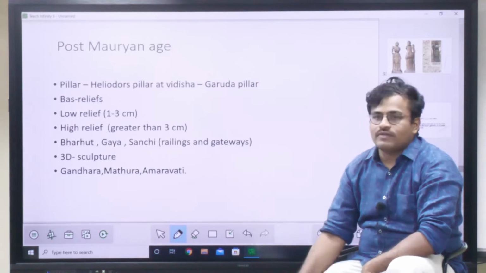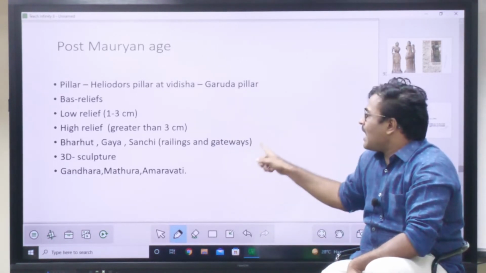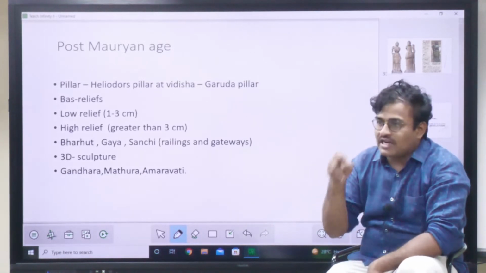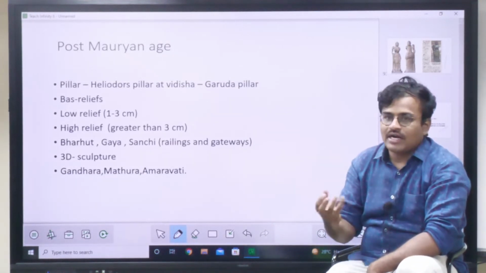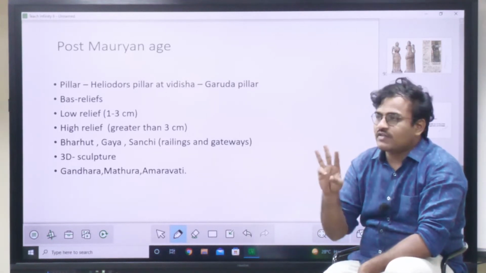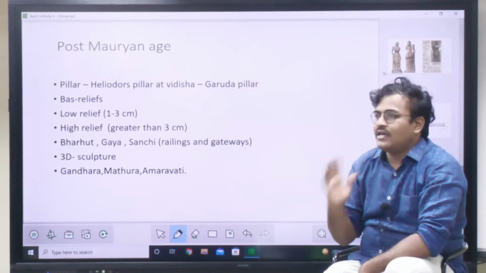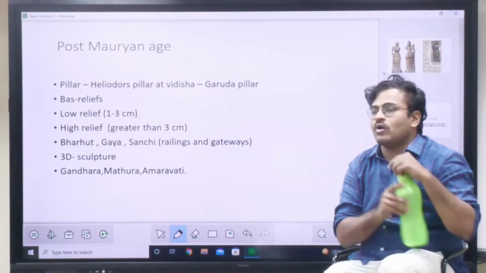Low relief sculpture is mainly present at this place called Bharat. Then in Gaya and Sanchi, the images have high relief. High relief means more depth is there, and the images are better carved when compared to the images at Bharat. So relief sculpture is present at Bharat, Gaya, and Sanchi, 3 places. And here also the relief sculpture is mainly present on the railings.